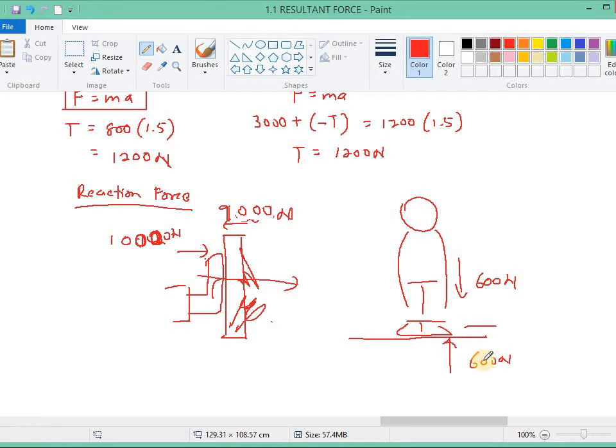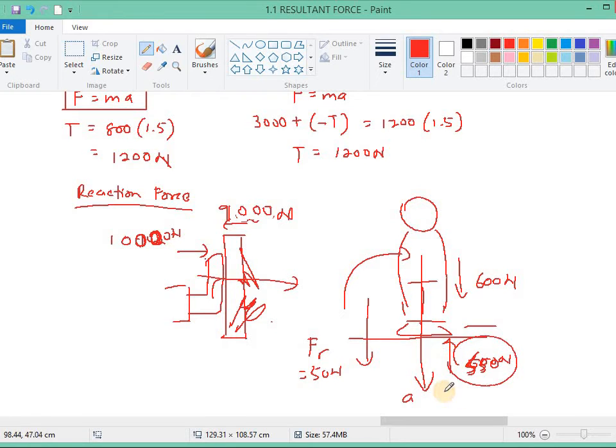So the ground cannot produce 600 newton. Maximum, the ground can produce 550 newton, for example. So what happens is, you have a resultant force of 50 newton downward. This resultant force of 50 newton will make you accelerate downward. So you will sink into the ground. Understand? So this is reaction force. Okay, get the idea?